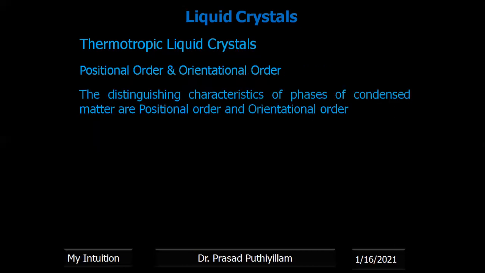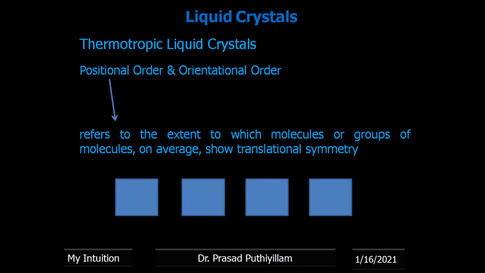To decide whether it is liquid crystalline behavior, solid behavior or liquid behavior, we need to consider the positional order as well as the orientational order. The distinguishing characteristics of phases of condensed matter are positional order and orientational order. Positional order refers to the extent to which a molecule or group of molecules, on average, shows translational symmetry. Here the square boxes are presented, which show some type of positional order, but not orientational order.